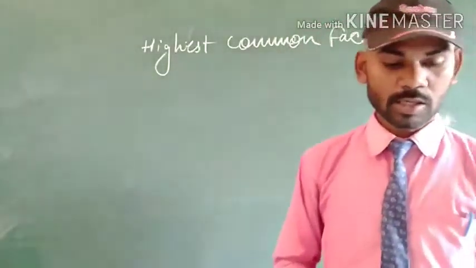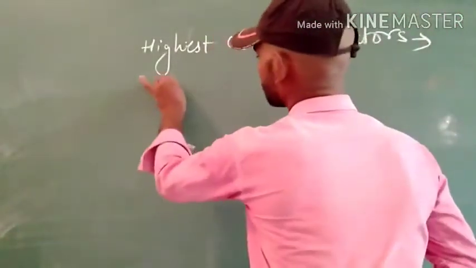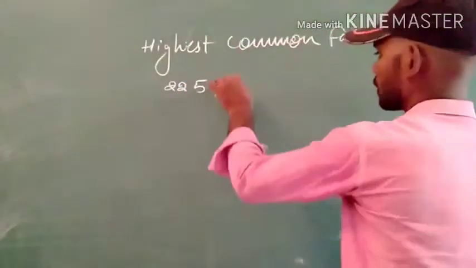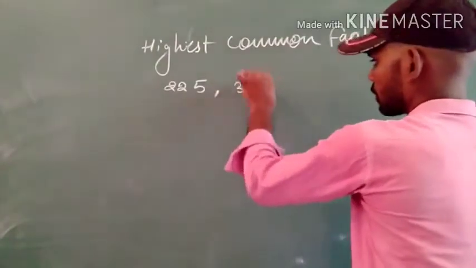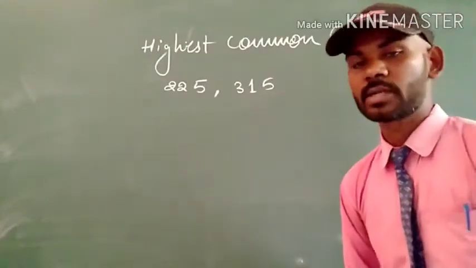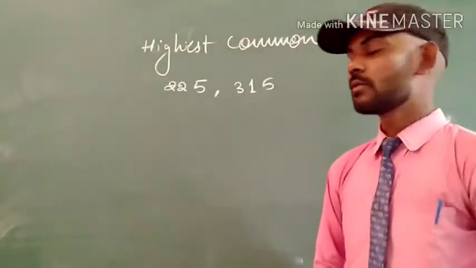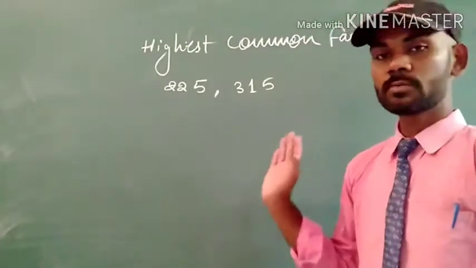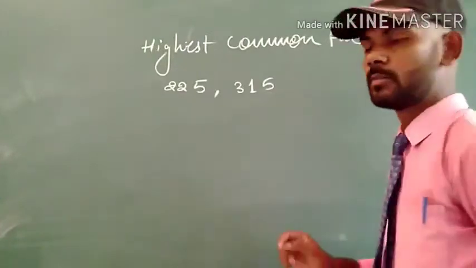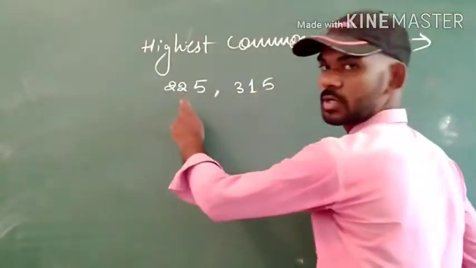So let us see a simple question which is given here. The first question is 225 and 315, and we have to find its HCF by the prime factorization method. So first of all we factorize these two numbers separately and we write all their prime factors in product form. First of all we shall factorize 225.